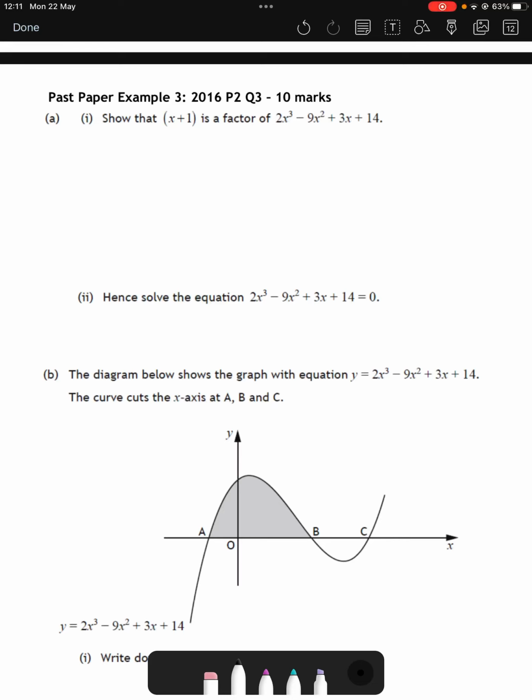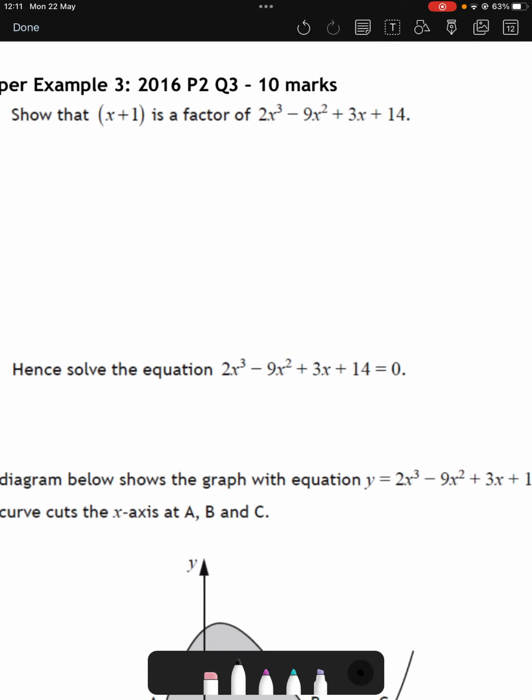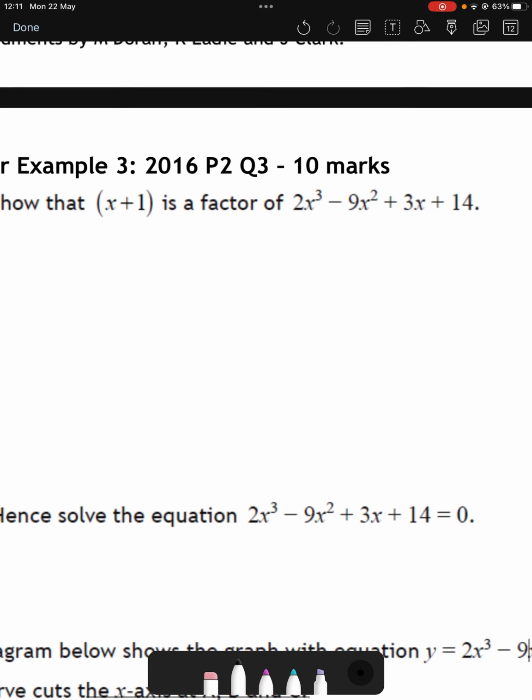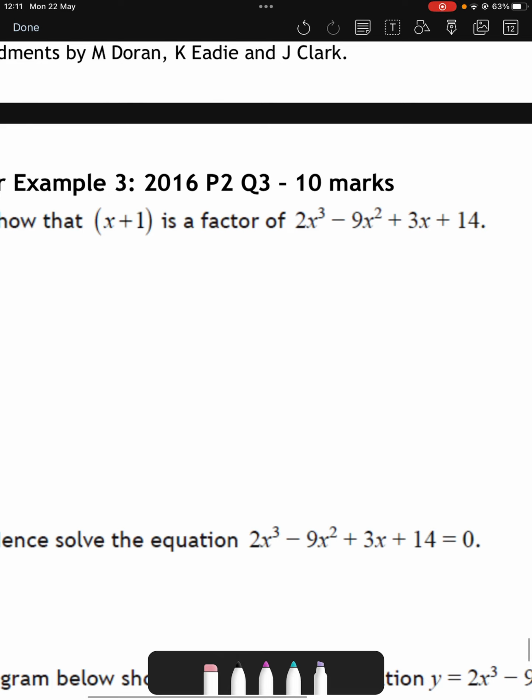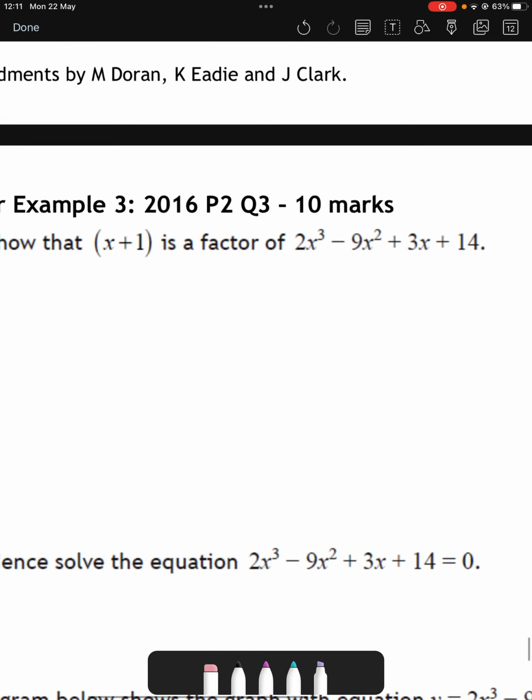Okay, final question. So it's a 10 marker, right? Big question going on here. We can see the starting point actually is polynomials. So let's just work our way through it as we know to do. Show it's a factor. It's paper 2 as well.